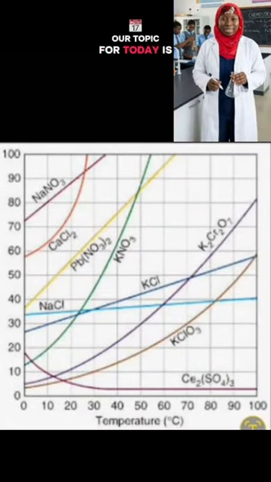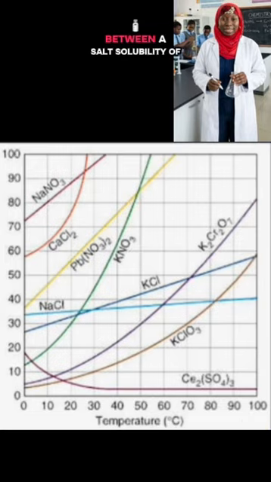Our topic for today is solubility curve. That means we can represent the solubility of a salt on a graph. A solubility curve is a graphical representation of the relationship between the solubility of a salt, which is usually called the solute, and the temperature of the solvent, which is usually water.